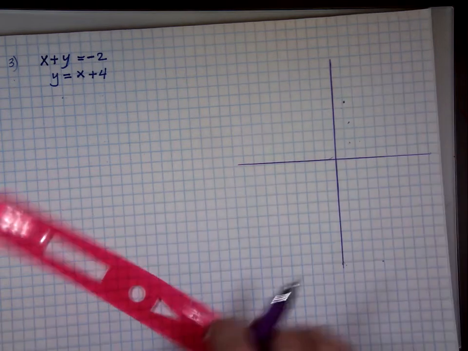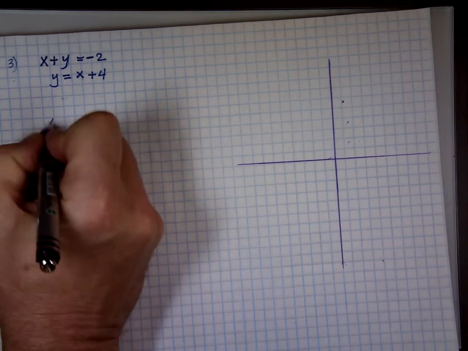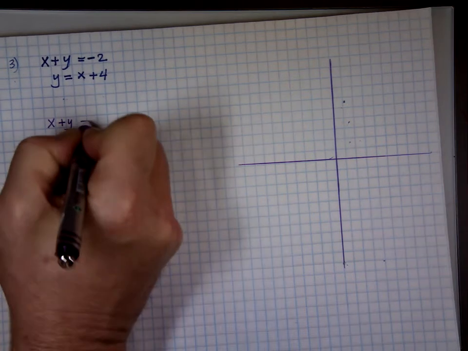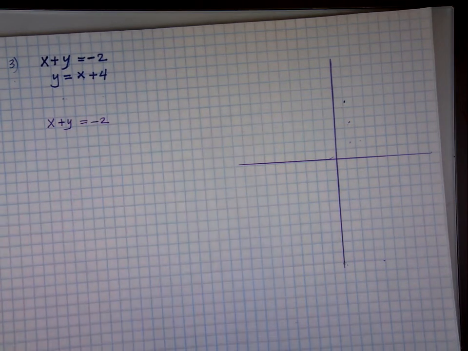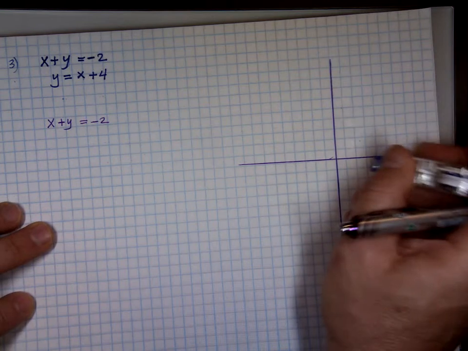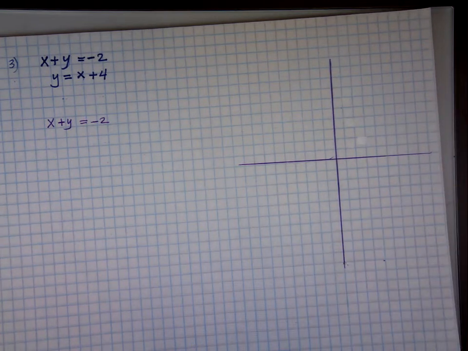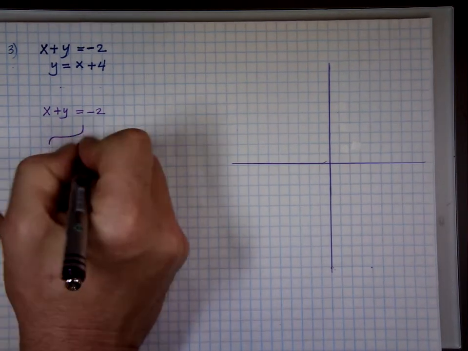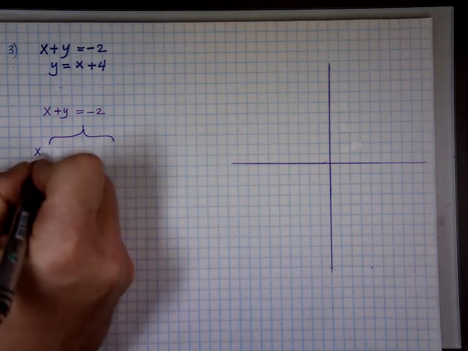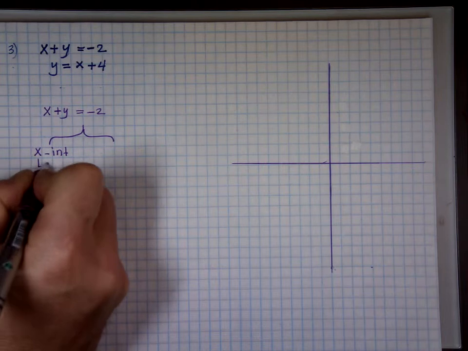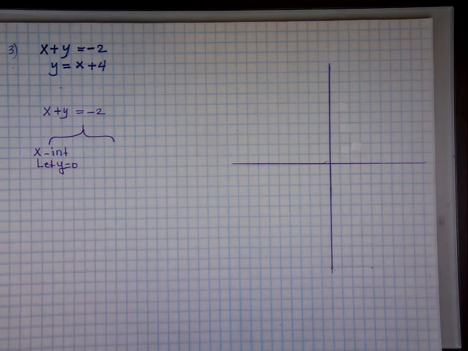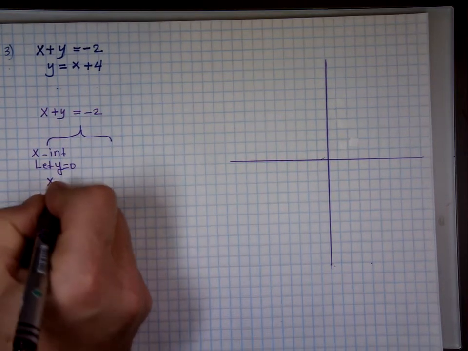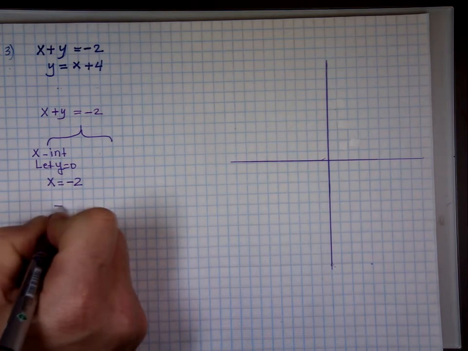I'll grab the first equation, which is x plus y equals -2. If I'm going to graph that, I'm probably going to choose the x and y-intercepts. As I said before, I'm a fan of this method when I have x and y on the same side. To find the x-intercept, we let y be 0. That means the y term is gone. X equals what? -2. So the point is -2 comma 0.